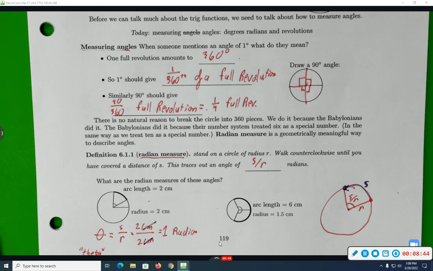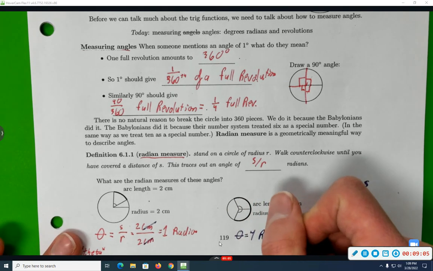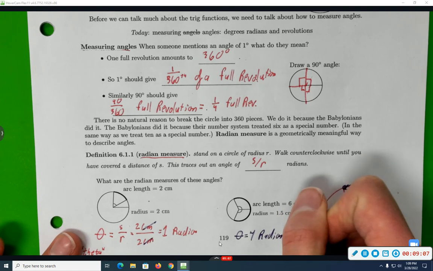Same thing, but for that one. Arc length 6 centimeters, radius 1.5 centimeters. What is the radian measure? You do the division again. Yeah, that's better. 4 radians, that's what people get? Nice.